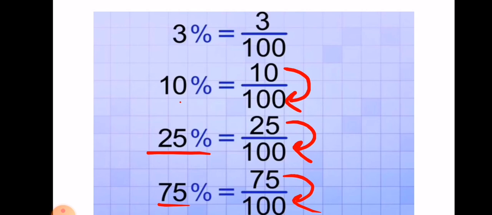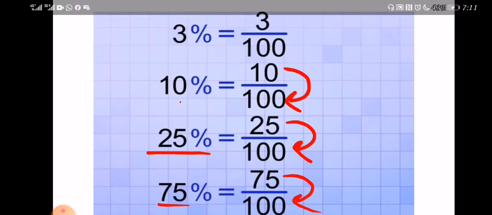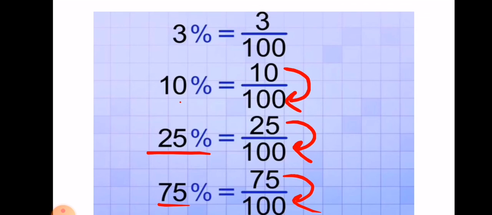So if I have the fraction form, I can make it into the percent form. If I have the percent form, I can make it to the fraction form by putting 100 down. Okay, so we can convert from this one to the other one.